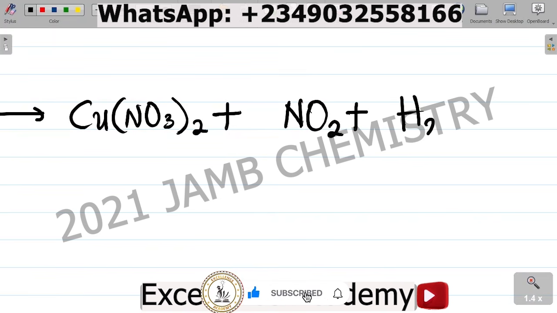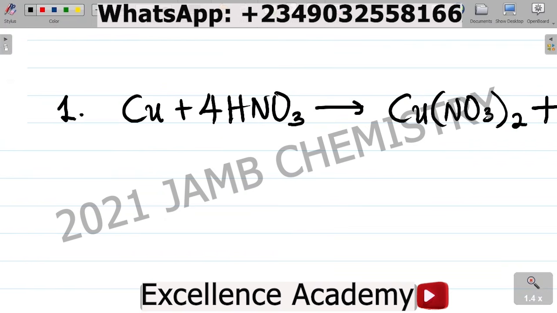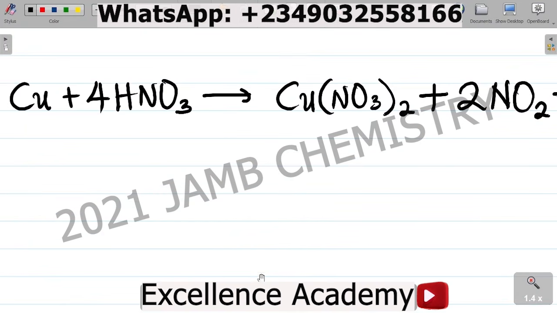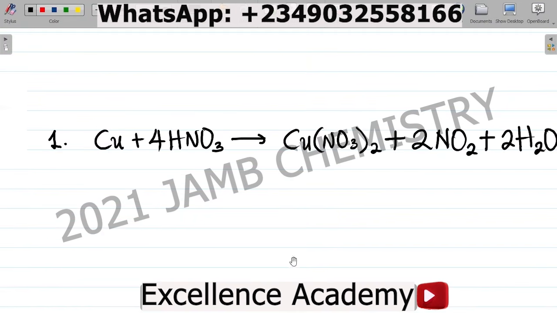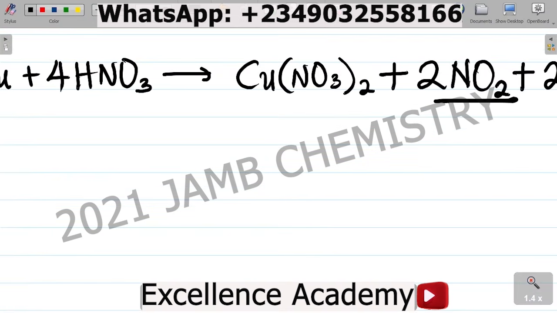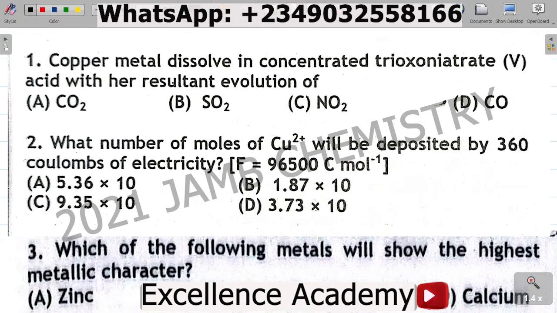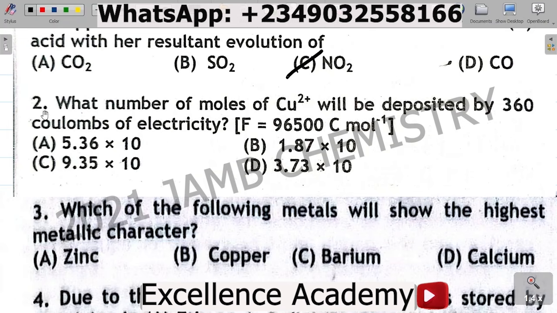So water will be given off. If you balance this up, this would be 2. You have 2 moles of NO2, and of course you have 4 moles of this. So basically, this is the balanced equation of the reaction. Looking at this, you can see that what will be given off is NO2, that is nitrogen(IV) oxide. So the correct answer here for number 1 is C, NO2. That's your correct answer. Question 2.